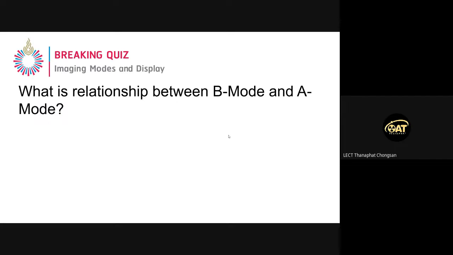Okay, for this question, what is the relationship between B mode and A mode? What is the relationship between B mode and A mode?